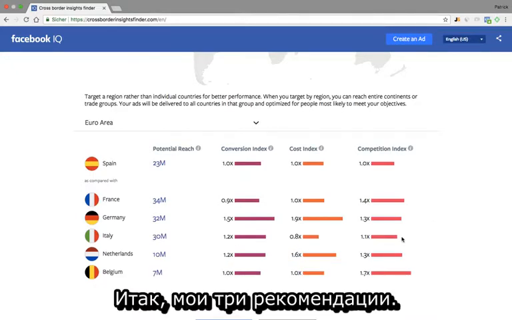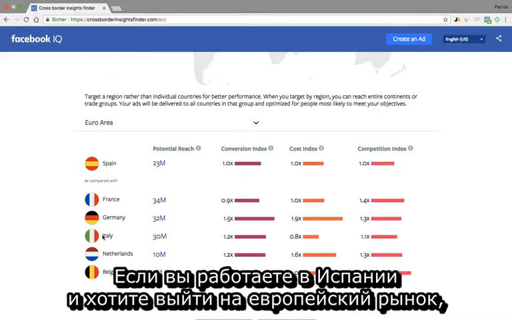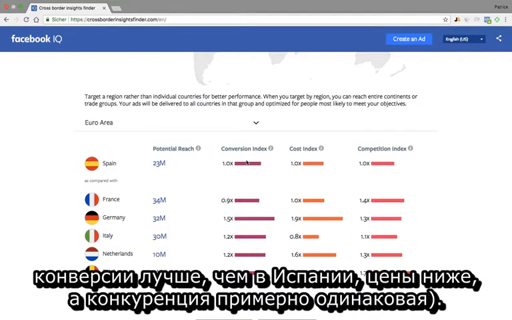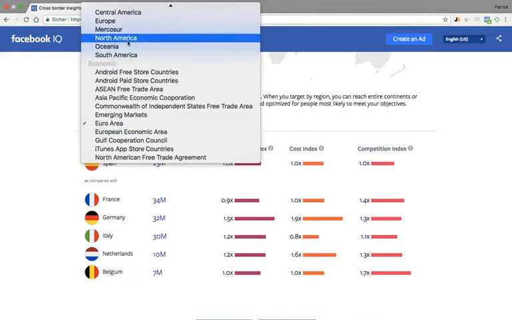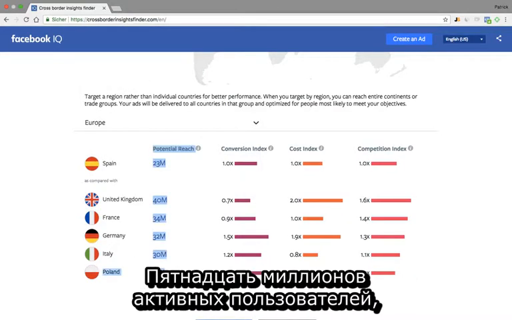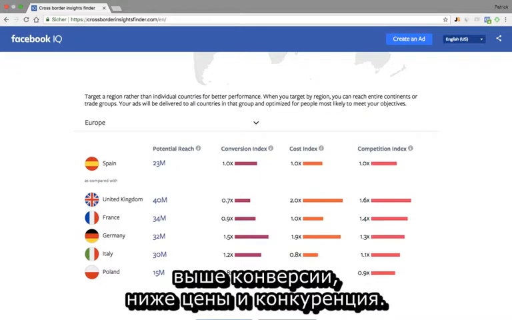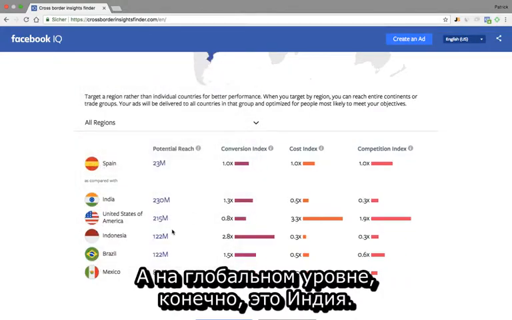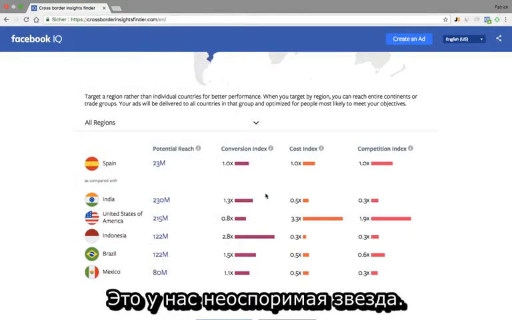So basically, my 3 recommendations would be: if you are selling from Spain and you want to go to Europe, go to Italy, big market, 30 million Facebook profiles. They convert better than in Spain, cost less, and the competition is more or less the same. But the key one is definitely Poland, with 15 million monthly active users, better conversions, lower cost index, and less competition. And on a global scale, of course, there is India, which is the unbeaten star here.